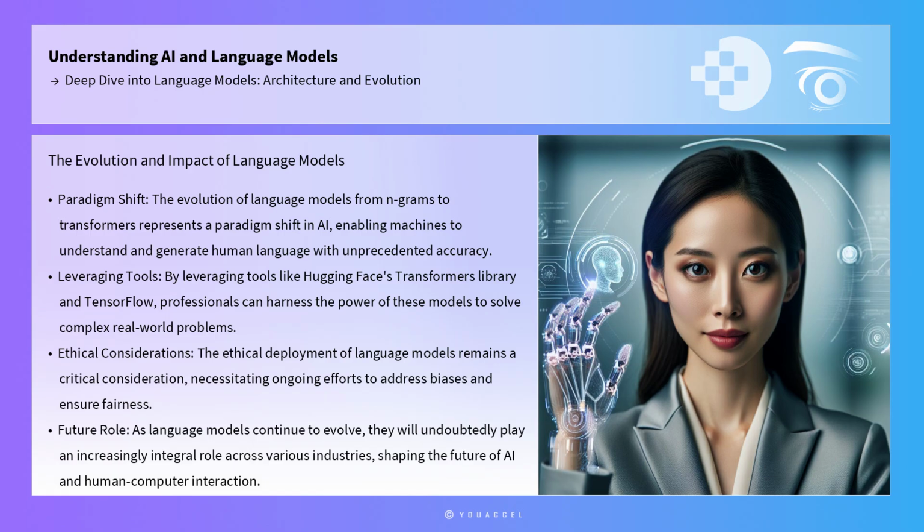In conclusion, the evolution of language models from n-grams to transformers represents a paradigm shift in AI, enabling machines to understand and generate human language with unprecedented accuracy. By leveraging tools like Hugging Face's Transformers library and TensorFlow, professionals can harness the power of these models to solve complex real-world problems. However, the ethical deployment of language models remains a critical consideration, necessitating ongoing efforts to address biases and ensure fairness. As language models continue to evolve, they will undoubtedly play an increasingly integral role across various industries, shaping the future of AI and human-computer interaction.